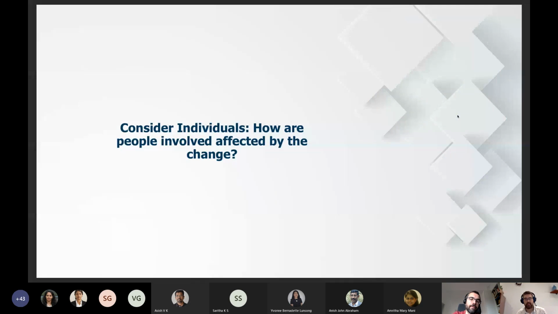And that leads us nicely into the individuals, because whenever we are making changes, we have to consider the individuals and how people involved are affected by the change.